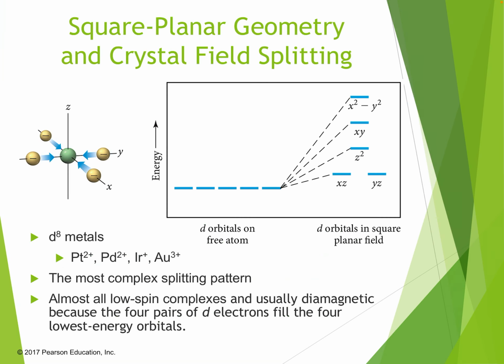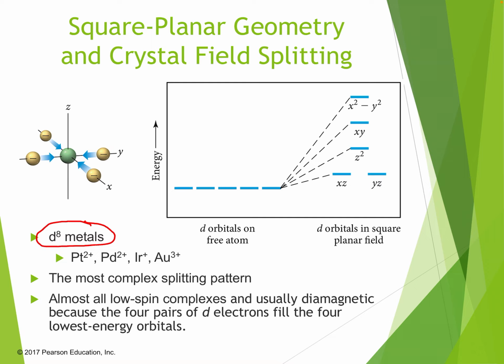All right, now when we talk about square-planar geometry, this has a really weird splitting pattern. Now we have 2, 1, 1, 1. Again, I'm not going to make you know this one, but it is a bit odd, and this is only going to occur for d8 metals, so only metals that have 8 valence electrons when they are an ion. And they are pretty much all going to be low spin complexes because they're usually diamagnetic.